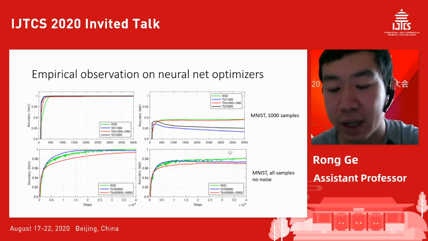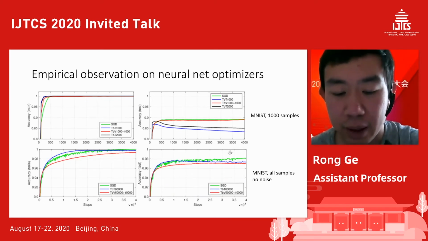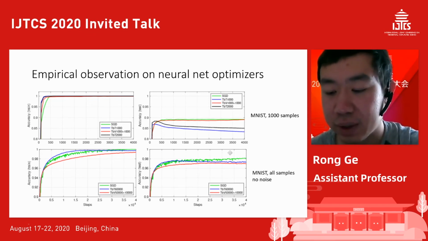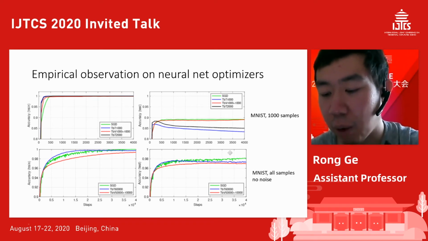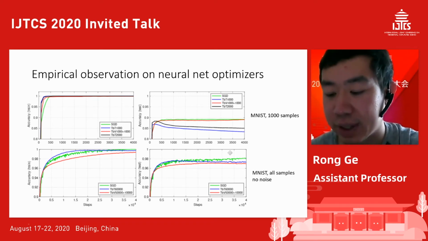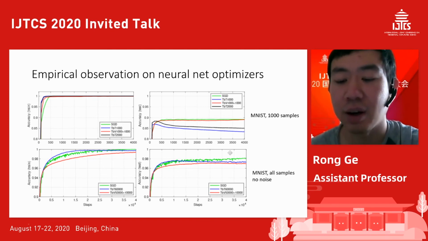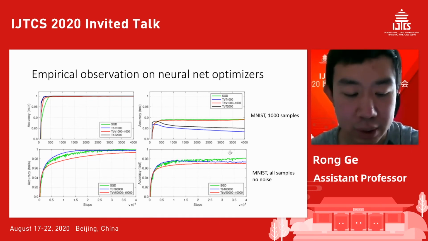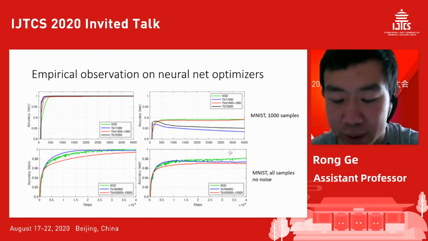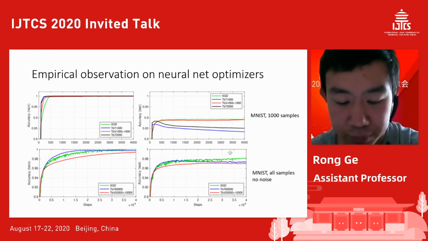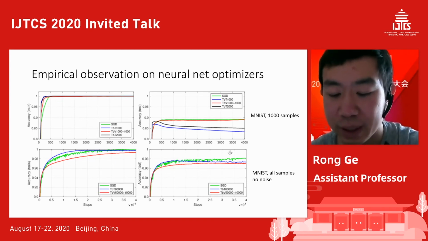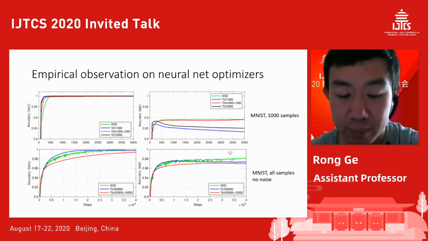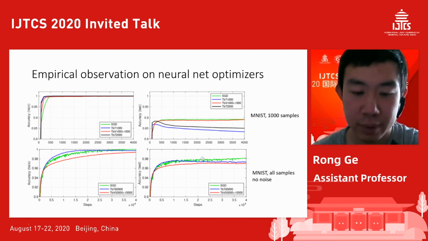So this is a different set of comparisons. The top figures remain the same, still training on the MNIST dataset with 1,000 samples, but for the bottom figures, we train on MNIST with all of the samples, and we do not add any label noise. So the bottom figures have a much larger number of samples. And as you can see, when the number of samples is very large, both approaches and the original stochastic gradient descent perform similarly, and none of them overfits.